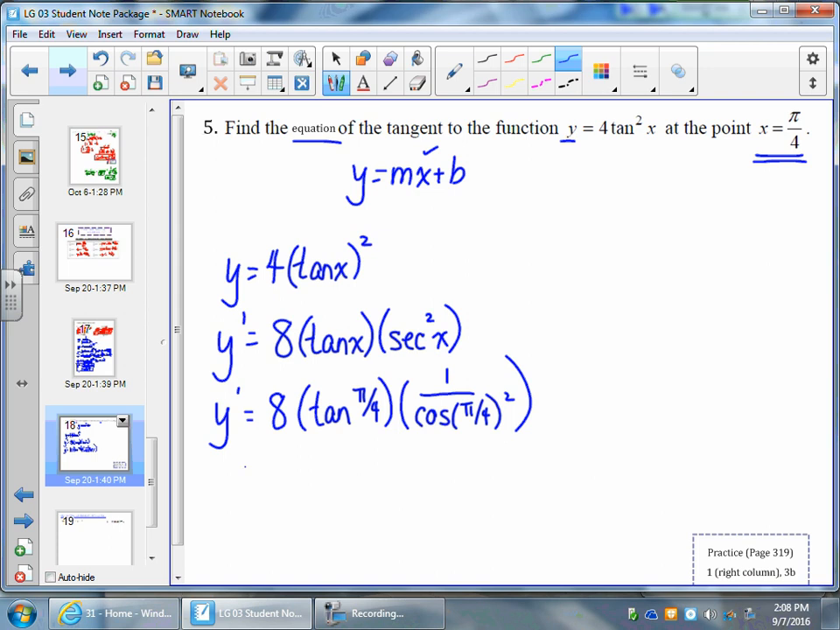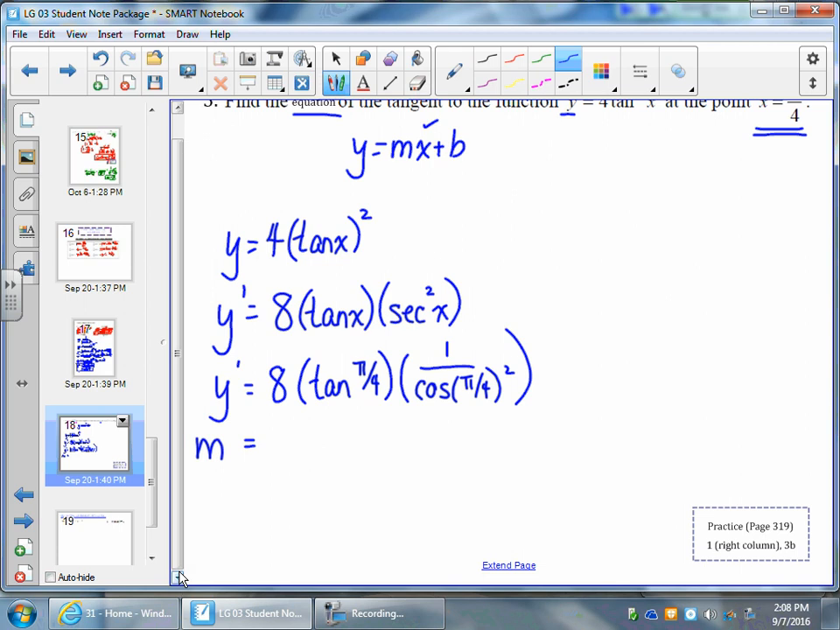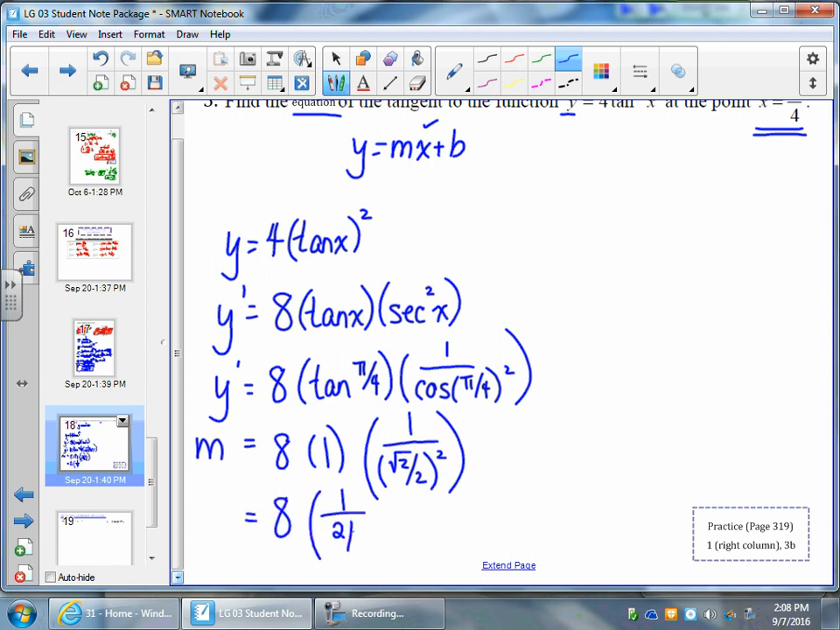Okay? So if I'm actually looking for my slope here when x is equal to pi over 4, I've got 8 times 1, remember we've done that before, times 1 over, now cos of pi over 4, we already said root 2 over 2, and that's going to be squared. This is now going to become 8 times 1 over 2 over 4, should look kind of familiar. This would simplify to 16, because it's going to be 8 times 2.